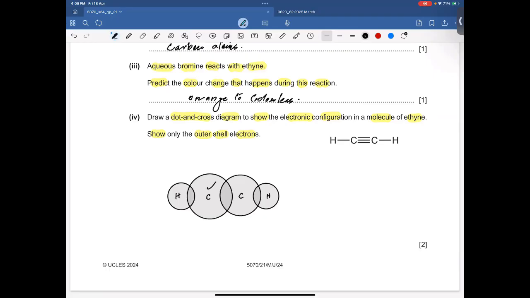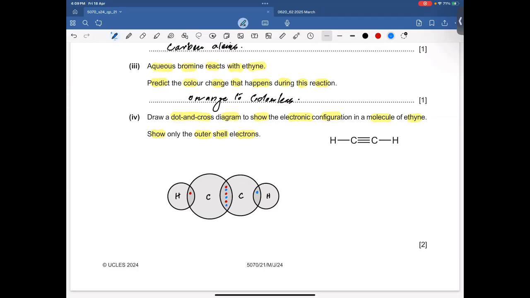Now this carbon has 4 valence electrons. 1, 2, 3, this one is 4. Now this carbon has 4 valence electrons. 1, 2, 3, and this one is 4.